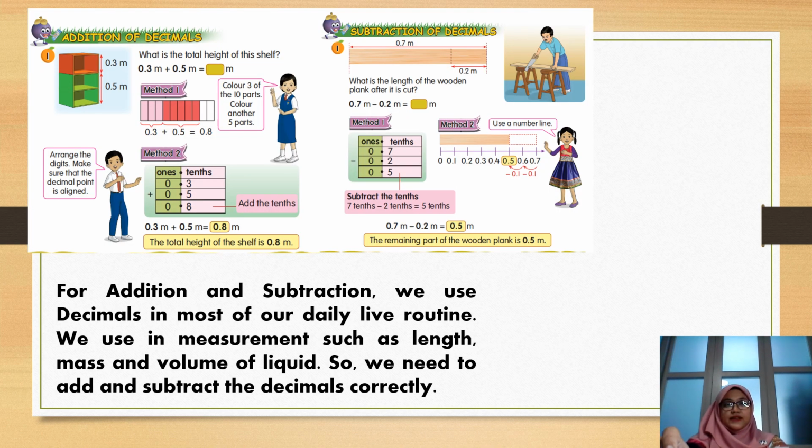For the last part, addition of decimals and subtraction of decimals. For addition and subtraction, we use decimal in most of our daily life routine. We use it in measurement such as length, mass, and volume of liquid. So we need to add and subtract the decimals correctly. For this part, I will only touch a bit because you learned the process already.